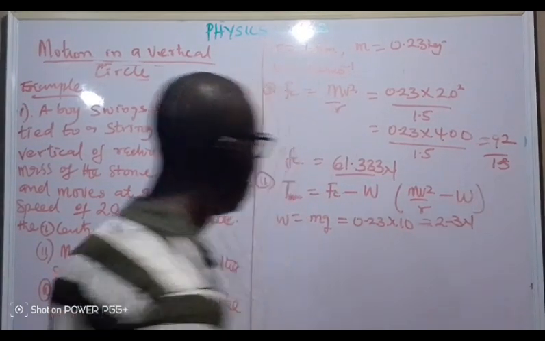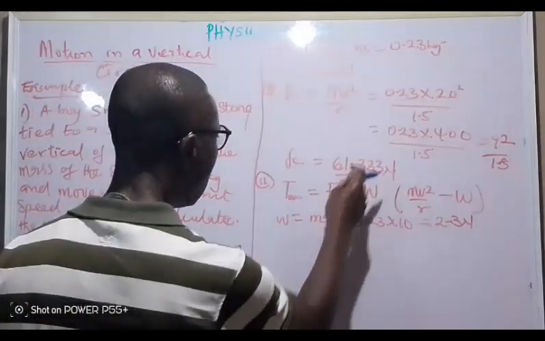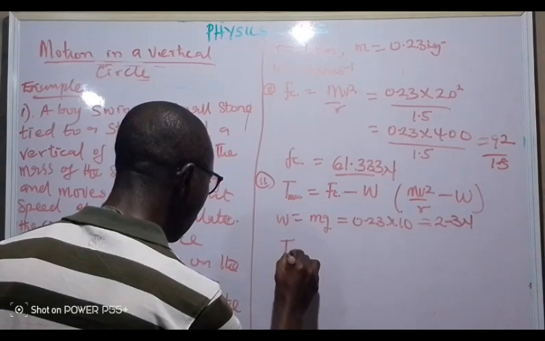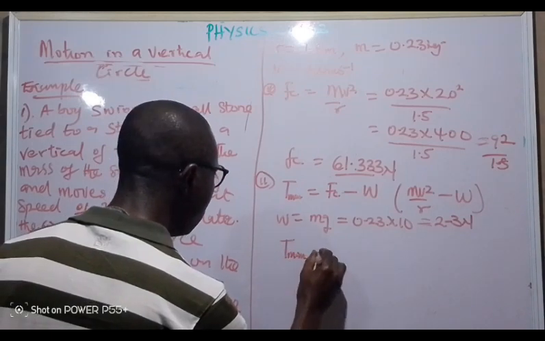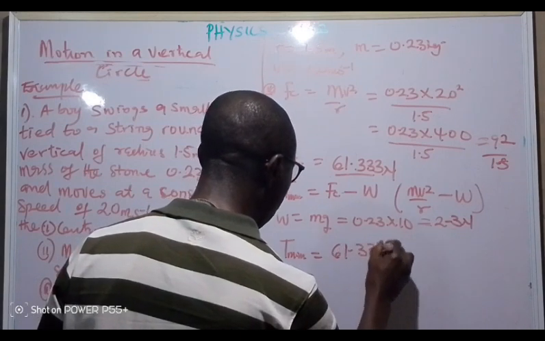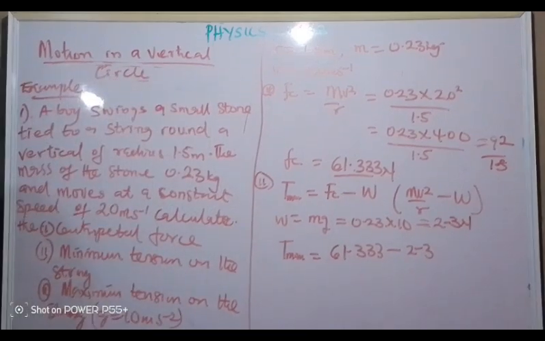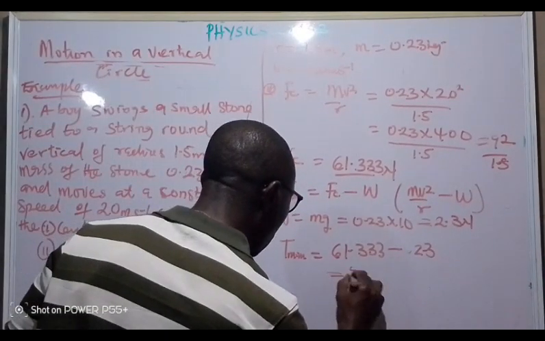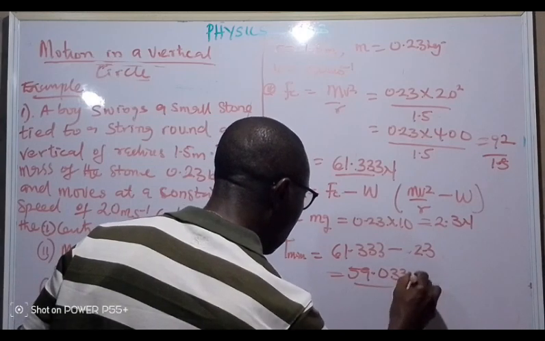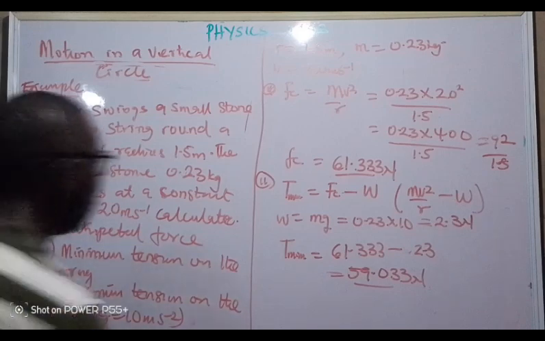So if the weight is 2.3 Newton, and luckily our centripetal force is given, the tension for the minimum will be equal to 61.333 minus 2.3. Now the minimum tension will be equal to 59.033 Newton.